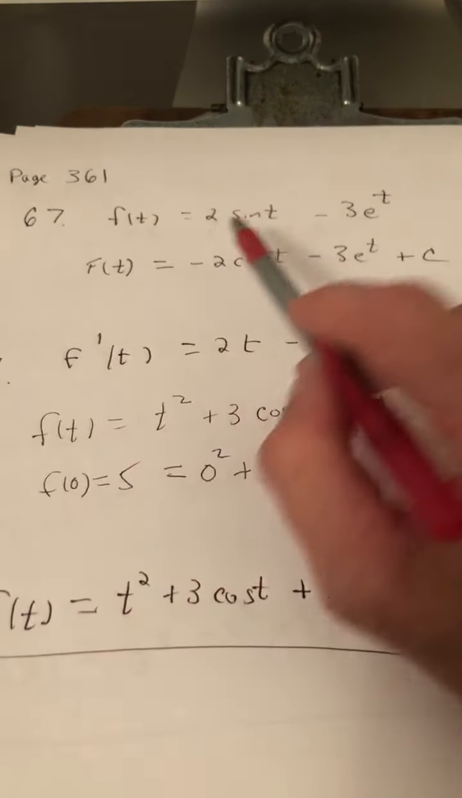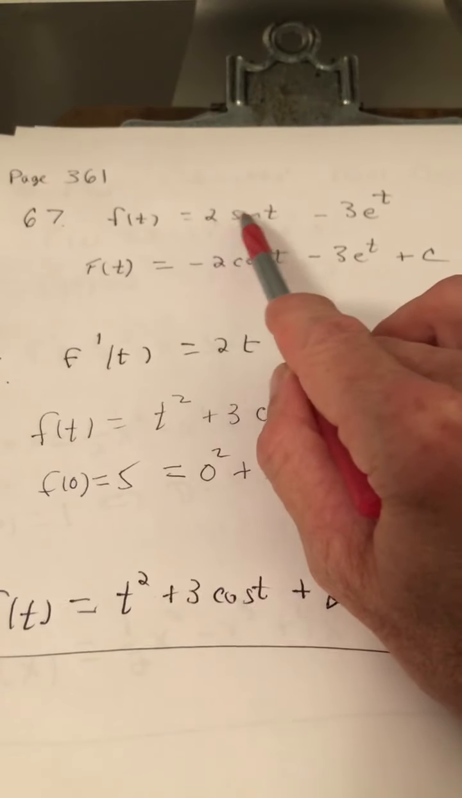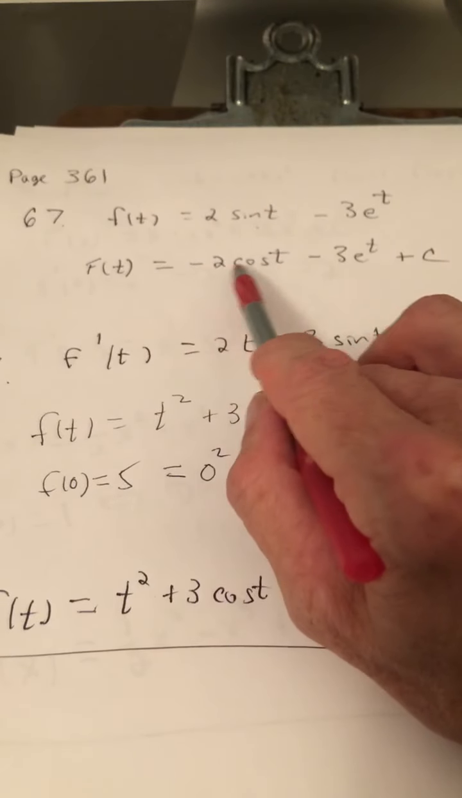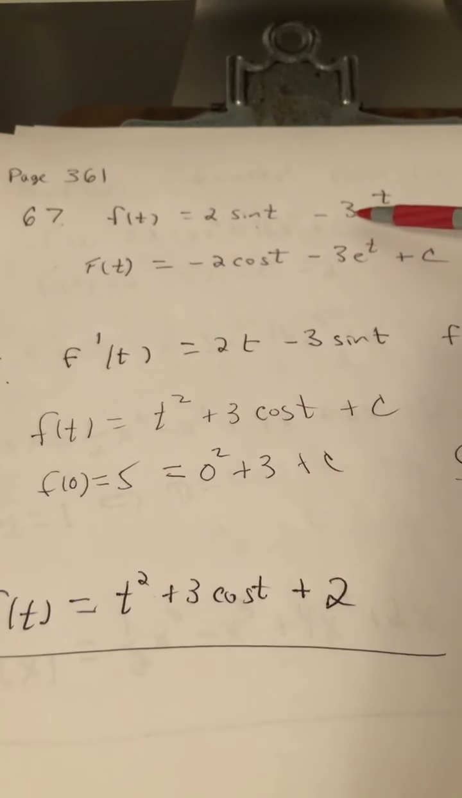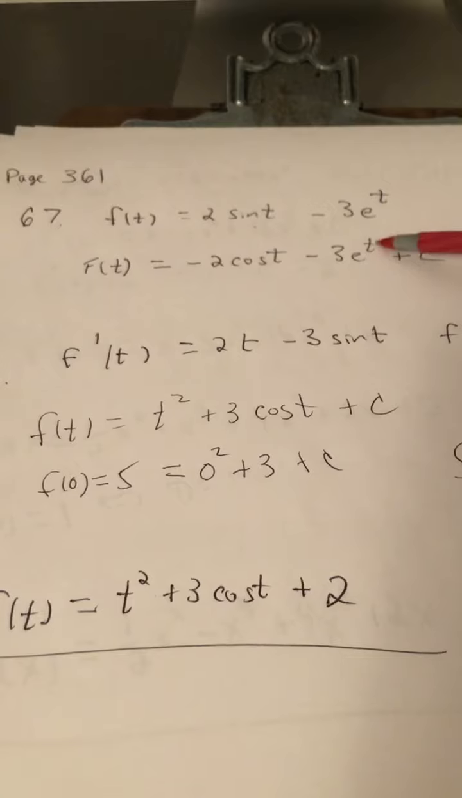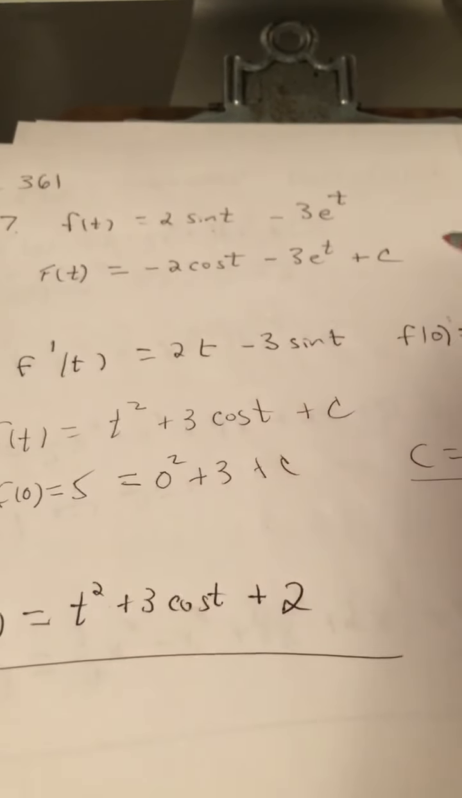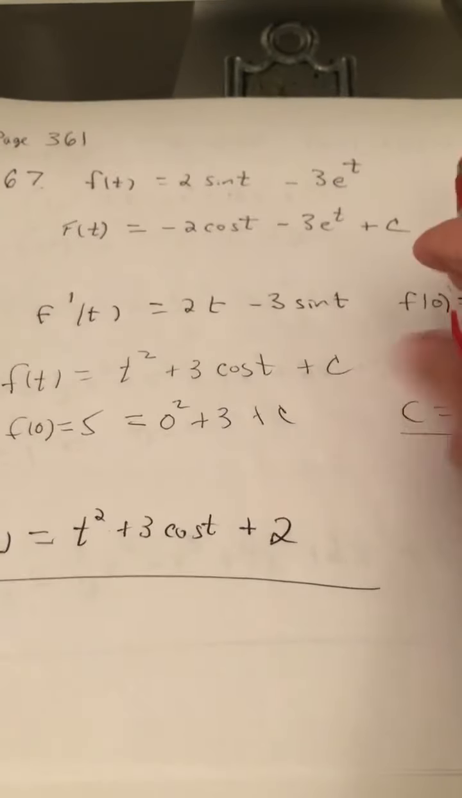So what do you differentiate to get 2 sine t? Well, it's negative 2 cosine t. And an antiderivative of 3e to the t is 3e to the t. And we have an arbitrary constant. Don't forget the arbitrary constant.